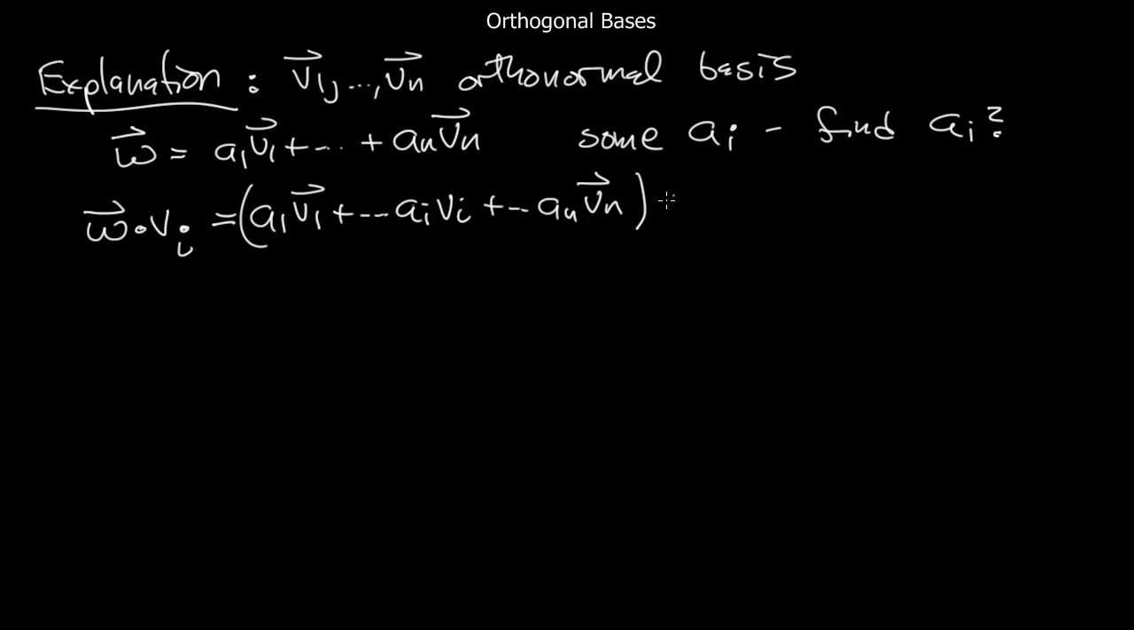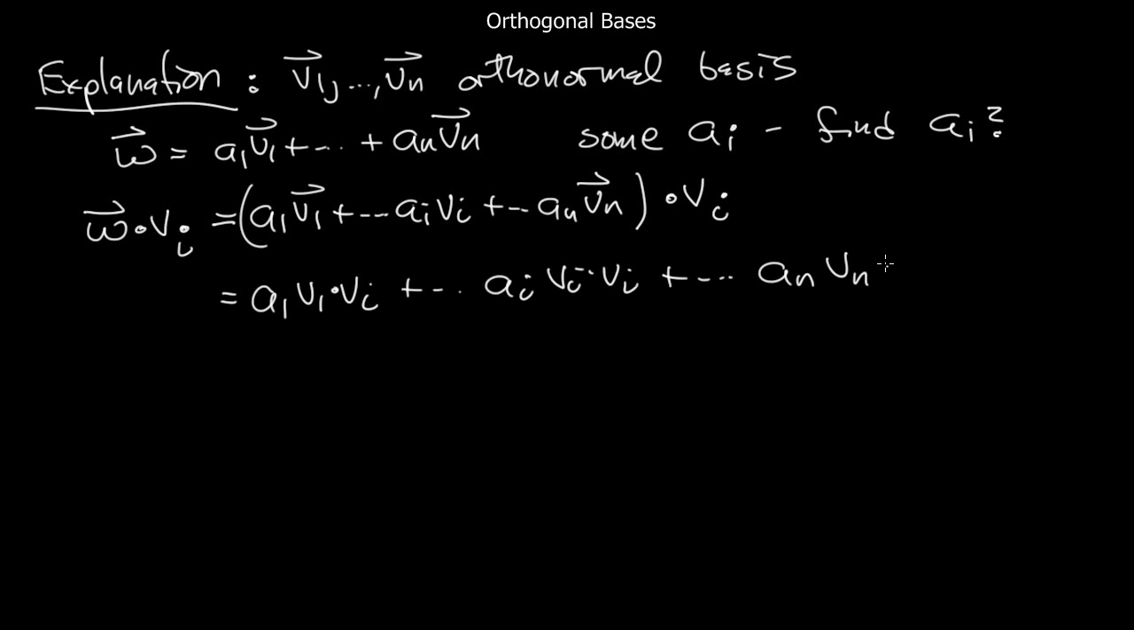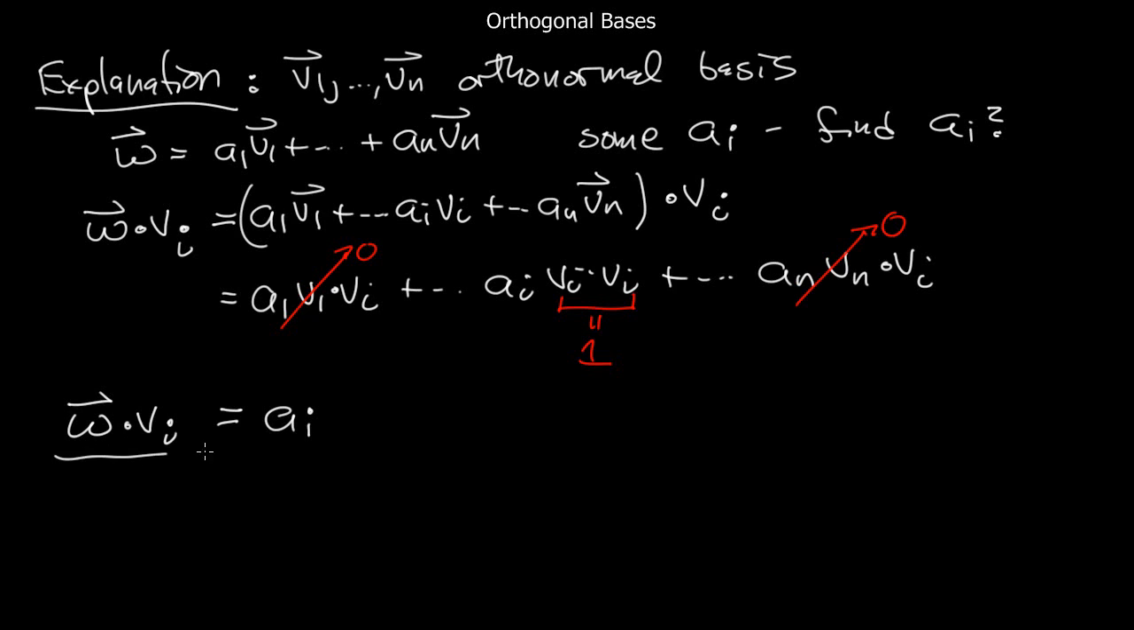This vector, that's w, dotted with vi. And by the properties of the dot product, this is a1 v1 dot vi plus ai vi dot vi plus, and so on, an vn dot vi. And all of those dot products are 0 except for the ith. And vi dot vi is equal to 1. So this comes out to ai. So there you have it. This is a formula for ai. It's just w dot vi, which is what I said.